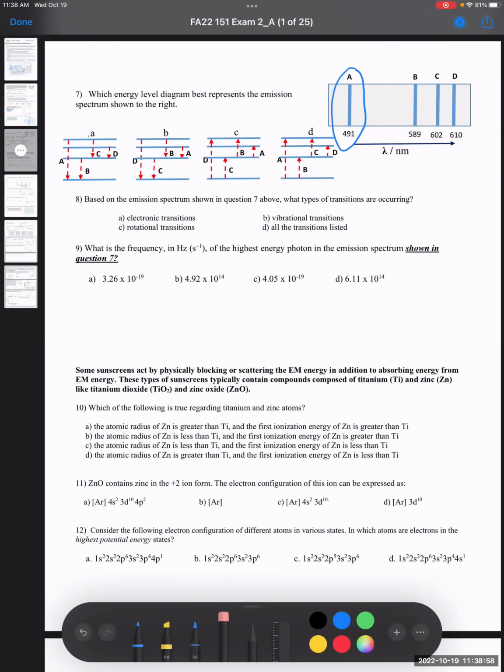Consider the following electron configurations of different atoms in various states. In which atoms are electrons in the highest potential energy state? So now the idea is, the further away an electron is from the nucleus, the higher the potential energy. Why? When it is further away, you're going to have weaker attractive interactions between that electron and the nucleus. The weaker the attractive interactions, the higher the potential energy.